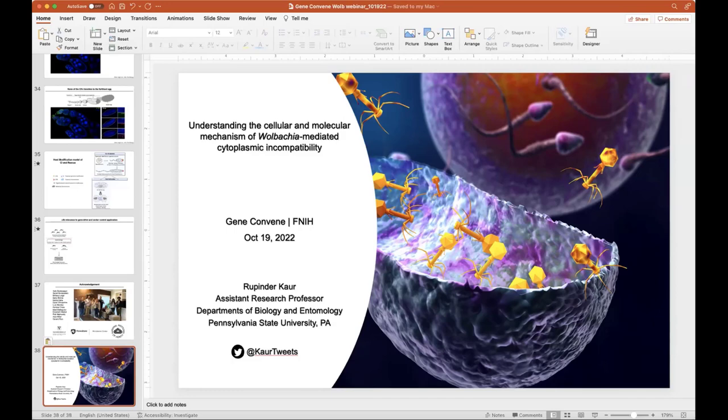Now, how can we artificially create CI? I think in the absence of CIFs, we cannot yet think about it. But again, if we know the host targets, then it might be a possibility to create artificial systems. We don't need CIFs, we don't need Wolbachia, but we can then modify the host targets to reach that point. Mm-hmm.